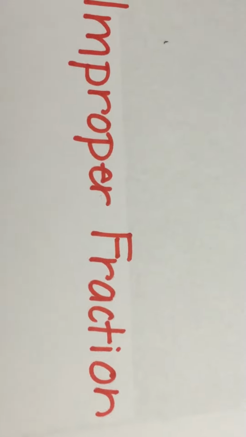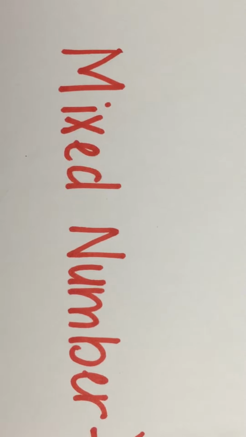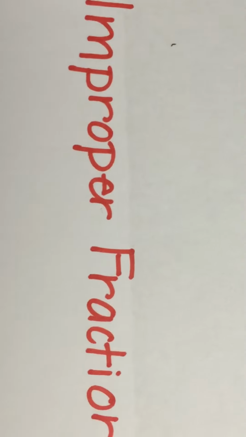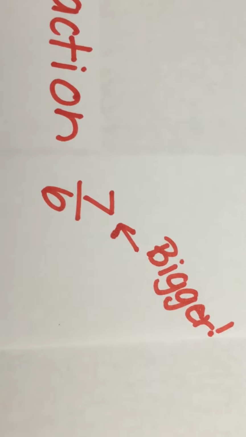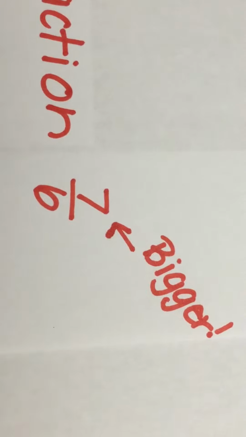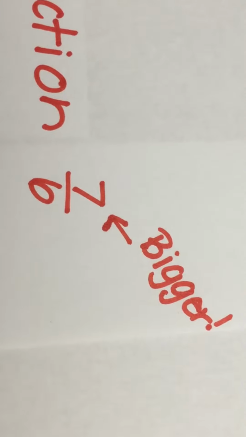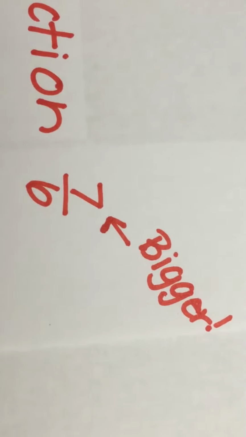How do we turn an improper fraction into a mixed number? First of all, what is an improper fraction? In order for a fraction to be considered improper, the numerator needs to be greater than the denominator. When this happens, we know that our fraction is actually greater than the whole number 1.